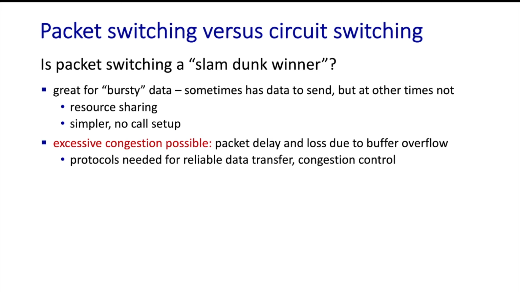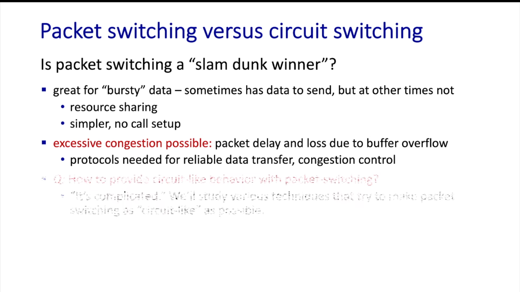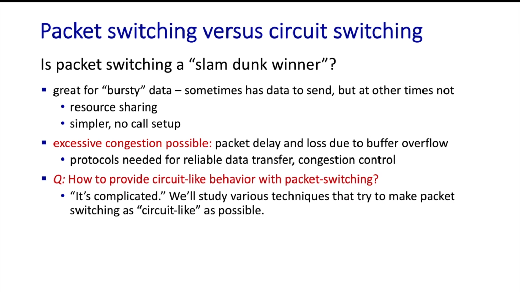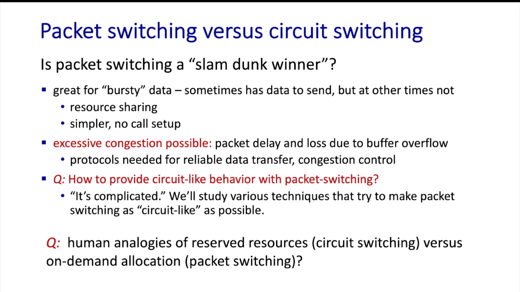We've seen that congestion, packet delay and loss can happen, but we'll also see that internet protocols, TCP in particular, will react to congestion by decreasing the sender's sending rate in the face of congestion. So congestion and loss can, in some sense, be avoided or at least mitigated. Is it possible to provide circuit-like behavior with packet switching? Well, as the saying goes, it's complicated, but we'll study various techniques that try to be as circuit-like as possible.